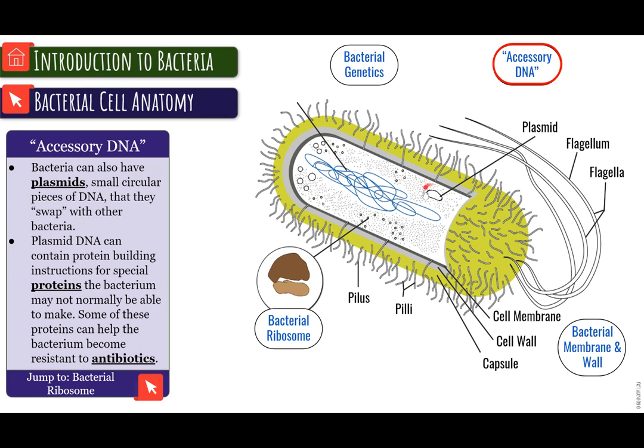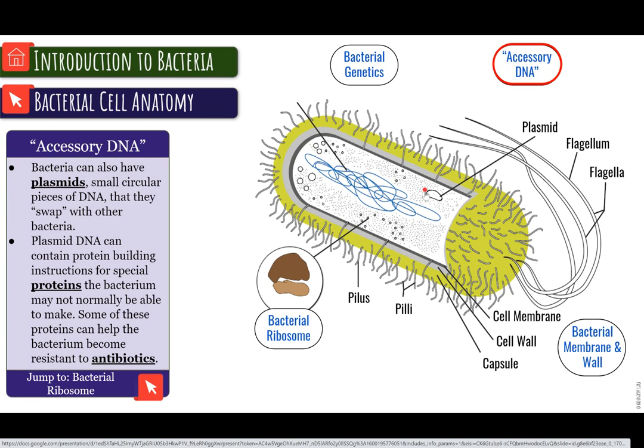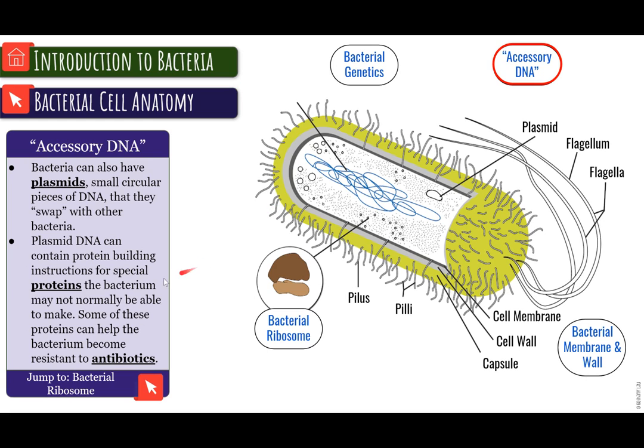Bacteria also have what's called an accessory DNA or a plasmid. Plasmids can be shared from one bacteria to another, and because of this, the new DNA in the bacteria can allow the bacteria to create special proteins that it couldn't normally do. And that's what can cause some bacteria to suddenly become resistant to an antibiotic that it was not previously resistant to.